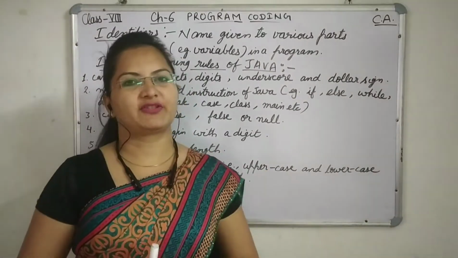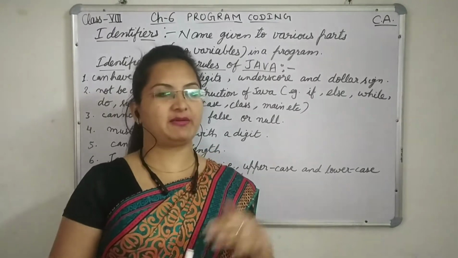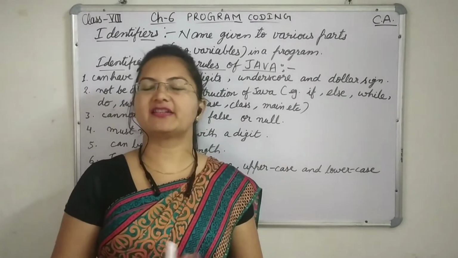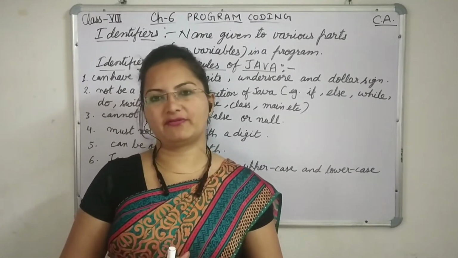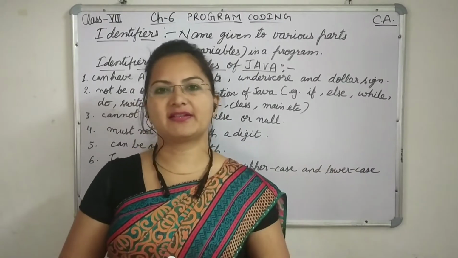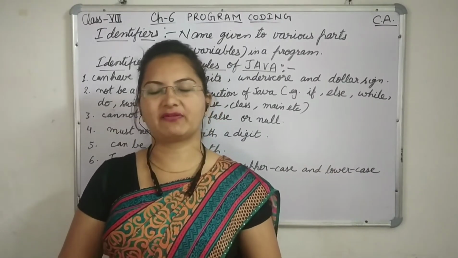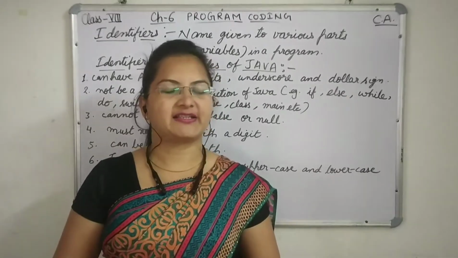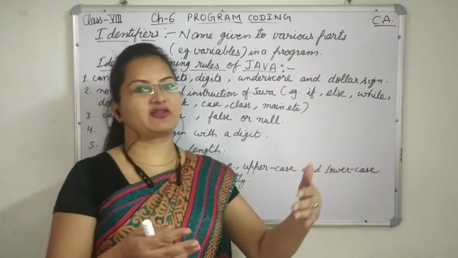Today we will continue the same chapter, chapter 6, program coding. Students, today we will study about identifiers. Identifiers are actually the name given to different parts of the Java program. From now onwards we will start learning the rules and regulations, that means the syntax, of the Java programming language. So it starts with identifiers. Identifiers are names given to various parts of the program.